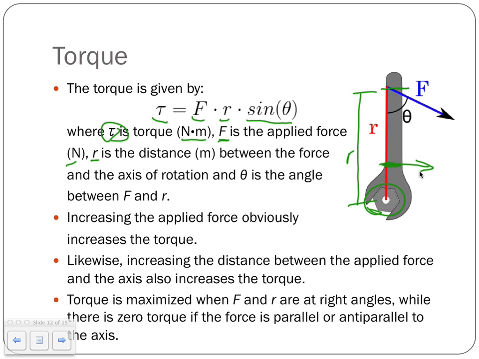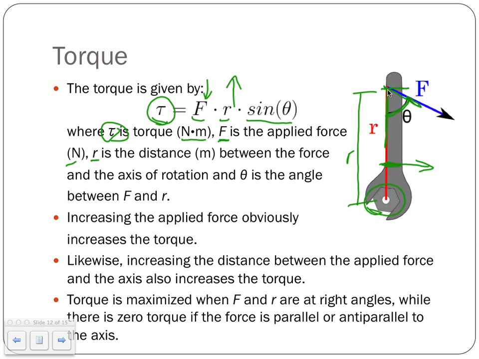By moving the doorknob far away from the hinges, it takes less force to create the same torque, because if R goes up, then F can go down to get the same value of tau right here. Okay. Last one that's here is the angle. And so the angle is basically the angle, as you can see here, between the applied force and the radial direction right here.